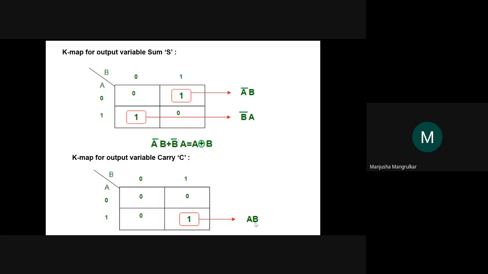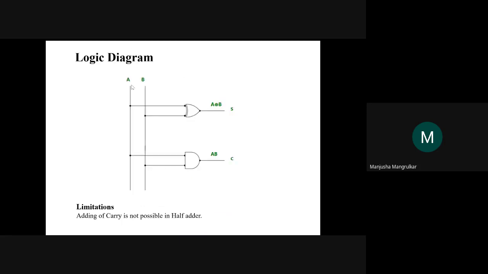And here my carry is equal to AB. Now how am I designing this circuit? This is my A input, this is my B input. I'm XORing A and B, and this gives me the sum. A and B are ANDed, and I get the carry here. So this is the half adder circuit.